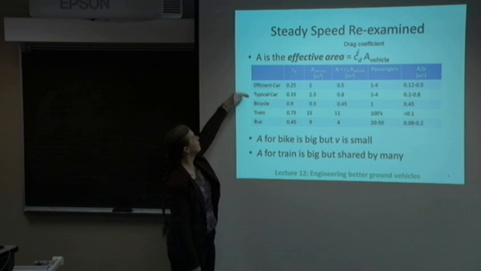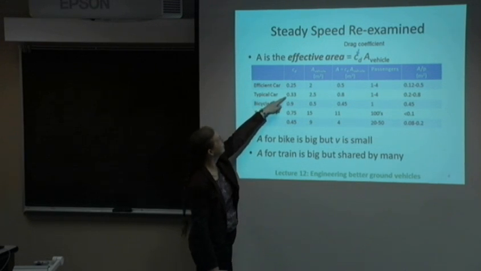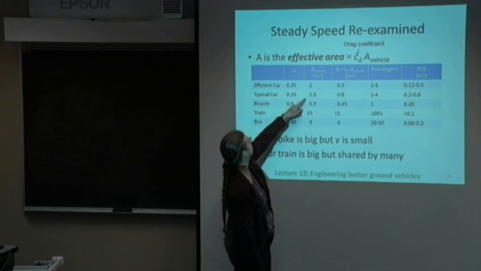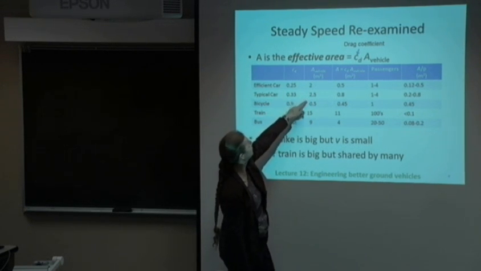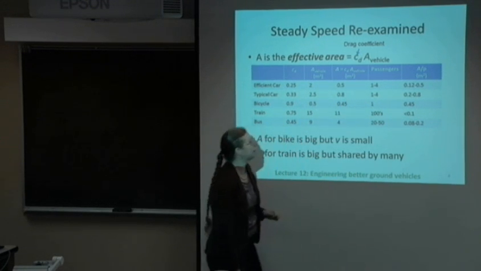That's an efficient car. A typical car might have a less good, I think the technical term is worse, drag coefficient, 0.33. Maybe it has a bigger cross-sectional area because it's typical, not efficient. You're not necessarily trying to reduce that. You get an effective area of 0.8, so now you've got more area per person.